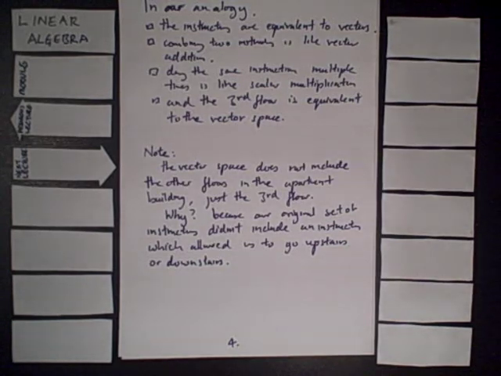Note, and this is an important point, our vector space does not include the other floors in the block of flats. Why? Because we didn't have an instruction which allowed us to go to other floors, e.g. allow us to take the lift.